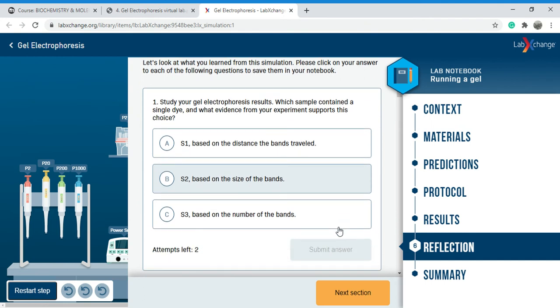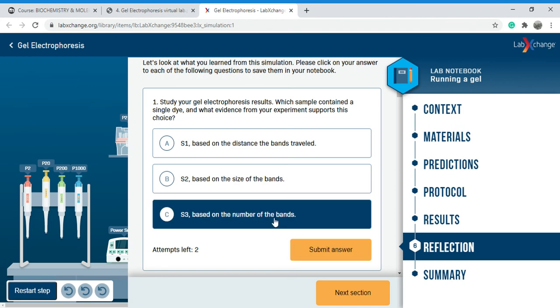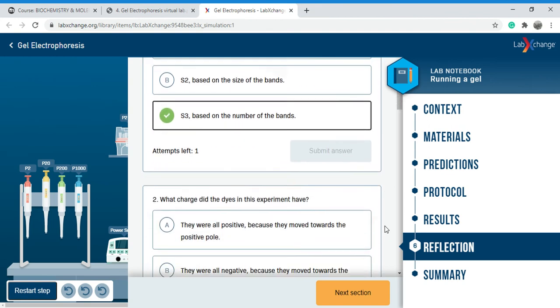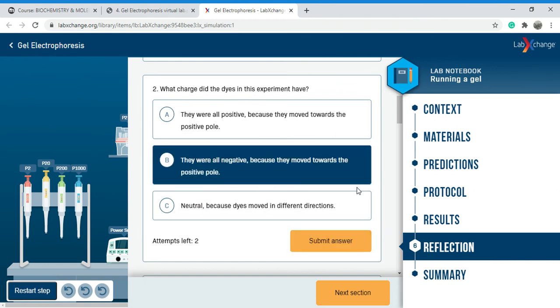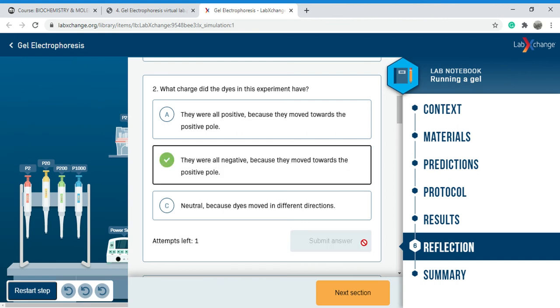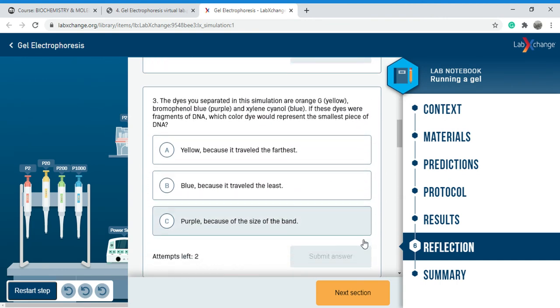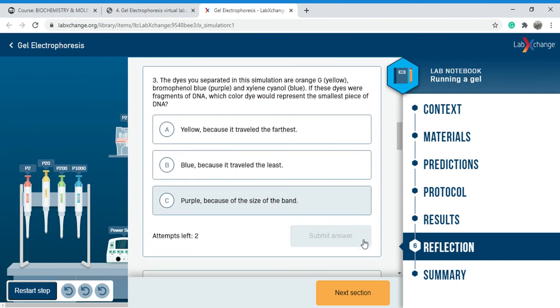Study your agarose gel. Number 1, I believe the answer is 3 based on the number of the bands. What charge did the dyes in the experiment have? I believe they are all negative because they move towards the positive pole. Number 3, the dyes you separated in the simulation are orange, purple, and blue. If these dyes are fragments of DNA, which color would be the smallest piece of DNA? This would be yellow.